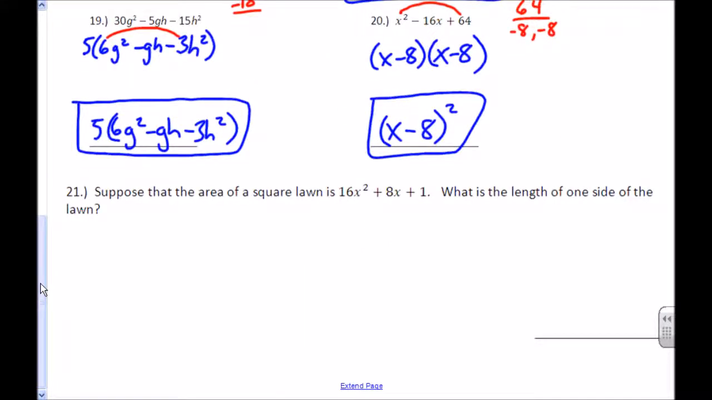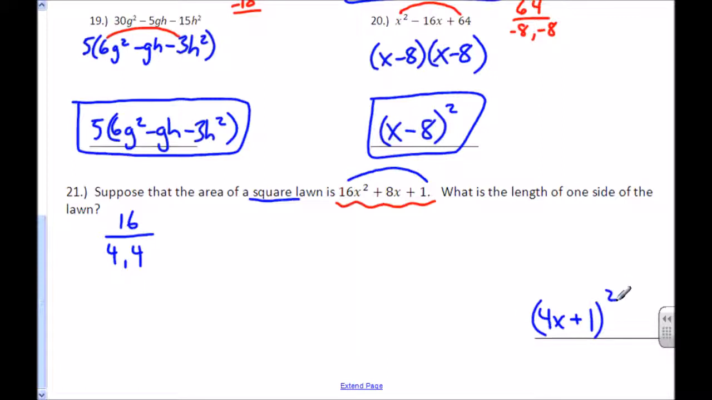In number 21, it says, suppose that the area of a square lawn is 16x squared plus 8x plus 1. What is the length of one side of the lawn? Since it's talking about a square, the length and width are going to be the same, which means they're implying that this is going to be a perfect square trinomial. Again, I build a bridge. That gives me a 16. Two numbers that multiply to 16 but add to an 8 are a 4 and a 4. And if we recognize that this is a perfect square trinomial, because we got the same two values there, we could go right to the final answer. We know it's going to be a 4x plus 1 squared.